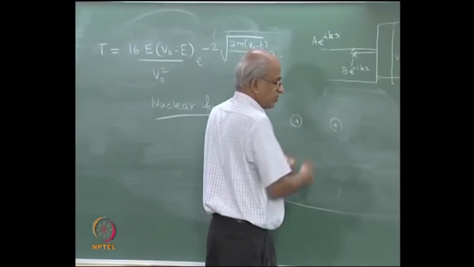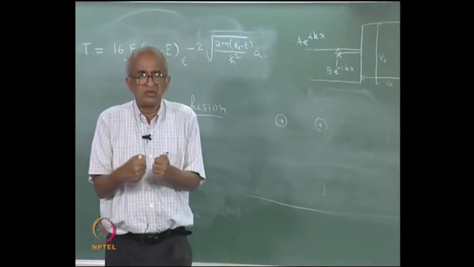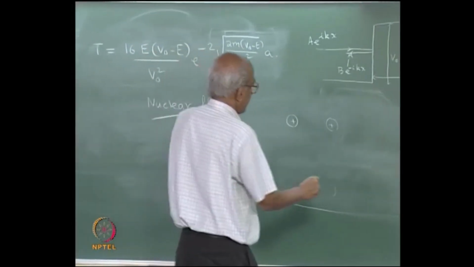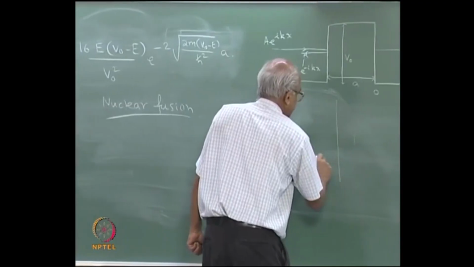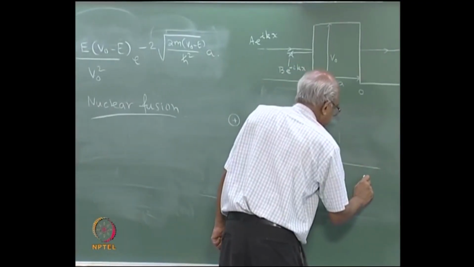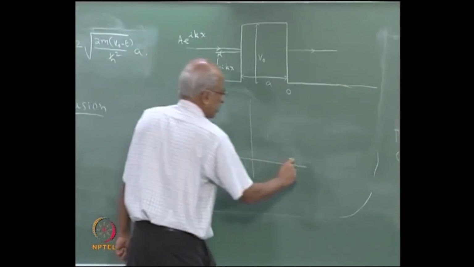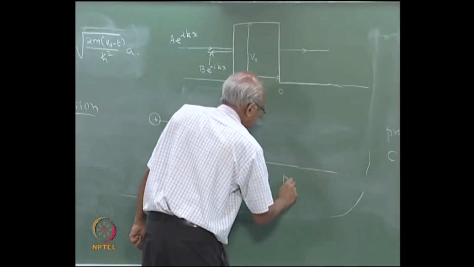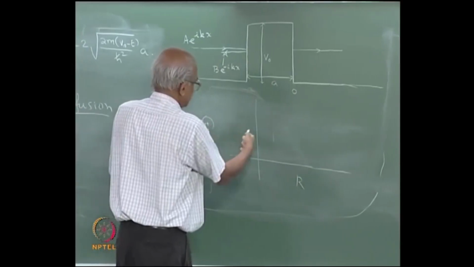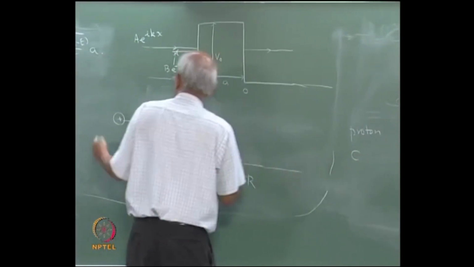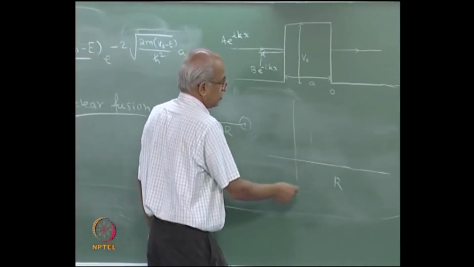Because these are positively charged, there is repulsion between the two. So, as the two are approaching each other, what will happen? If you plotted the total energy of the system as a function of the distance between the two, let me say the distance is denoted by capital R, see there is Coulombic repulsion between the two nuclei.